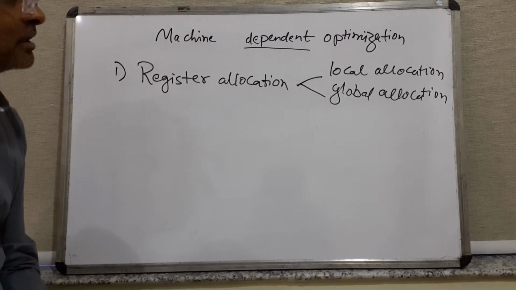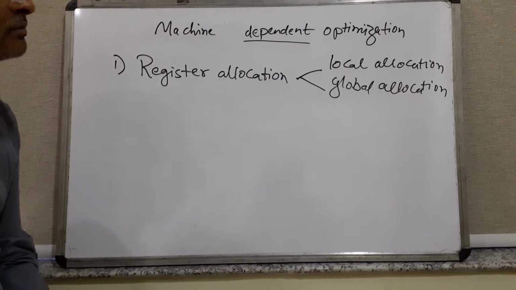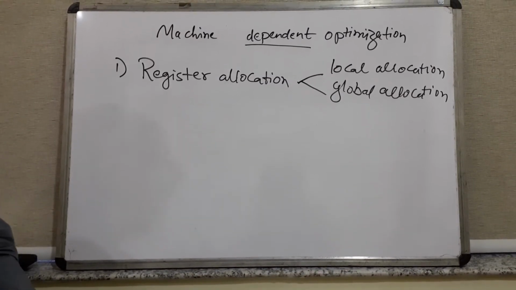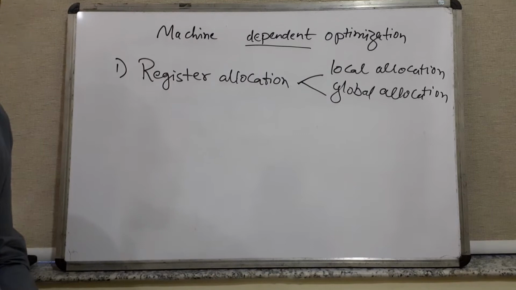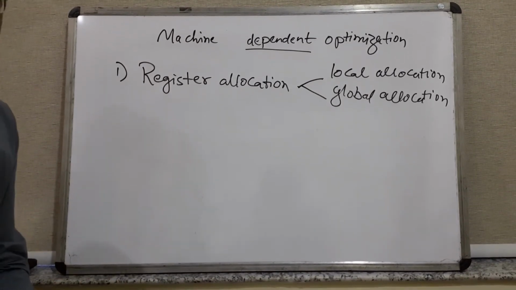There will be some local registers available with any of the CPU, and there will be some global registers also available with this system. So all of this is basically machine dependent. It will be available only for specific machines and not for all the machines, right?